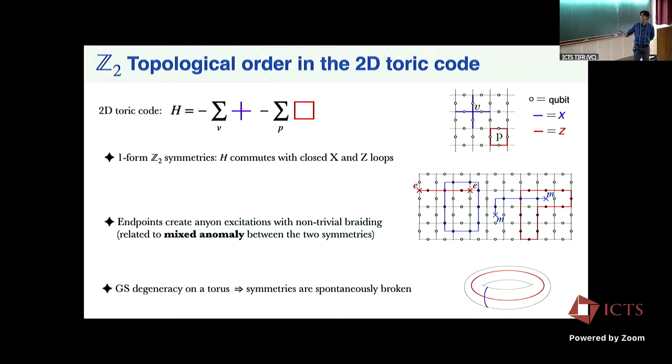And another property is that if I take the system on a torus, with periodic boundary conditions, there are multiple ground states, which you can think of as a spontaneous breaking of the symmetry. The symmetry takes you between different ground states.